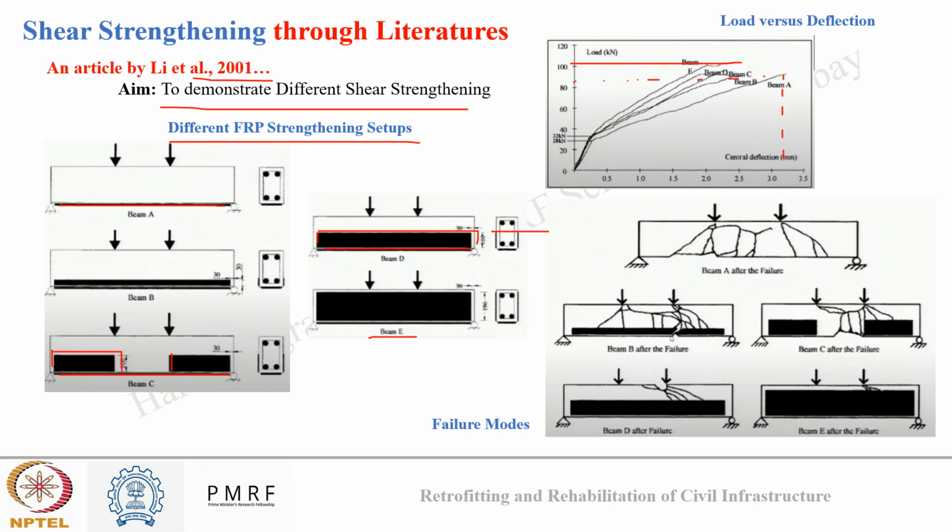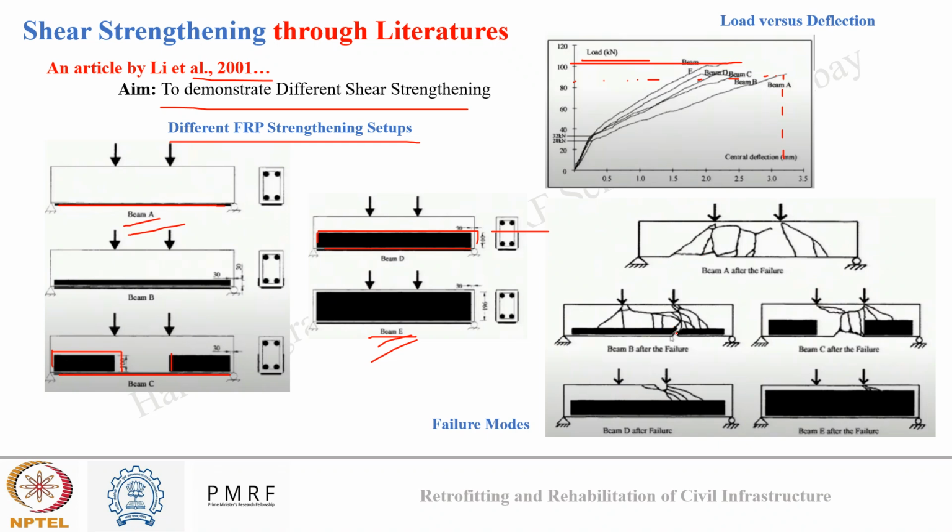So if we see from a ductility point of view, my beam A setup is better. However, if we see from the maximum load carrying capacity point of view, my beam E is most superior. And they showed the different failure patterns also. So in beam A, the failure was concrete failure and debonding.